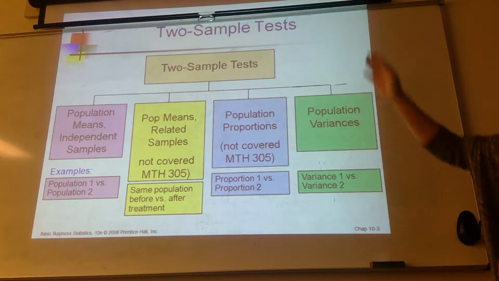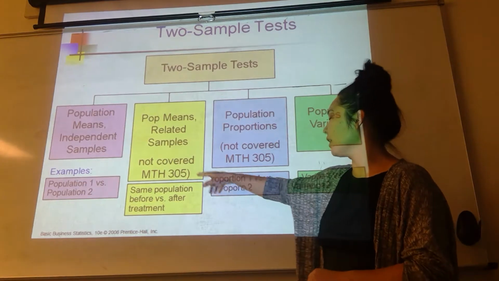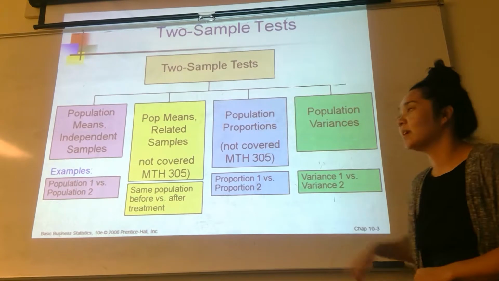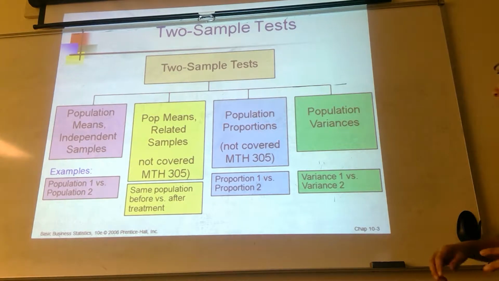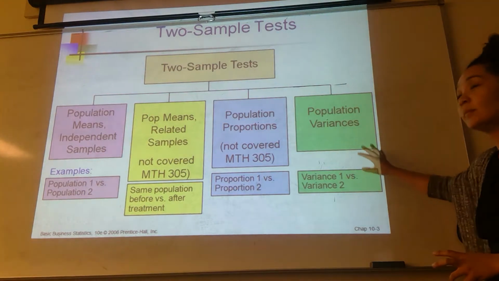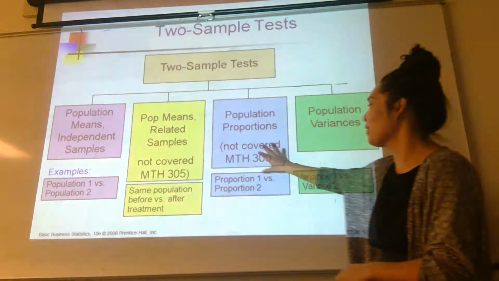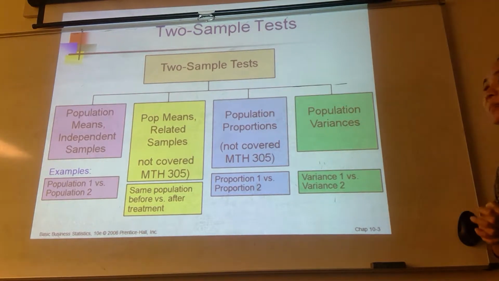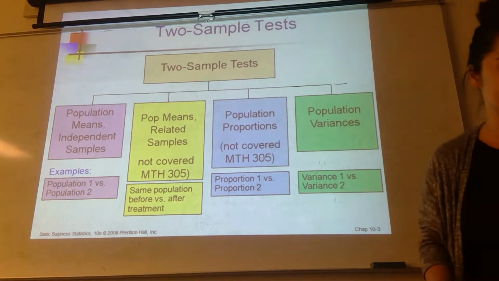So 2 sample tests fall into these 4 categories. Notice that it says not covered in Math 305 and not covered in Math 305. So we are going to cover, in the pink, population means and independent samples. The others do not fall in the area we will cover; we will skip them and not cover them in this quarter. And we're going to cover population variances.